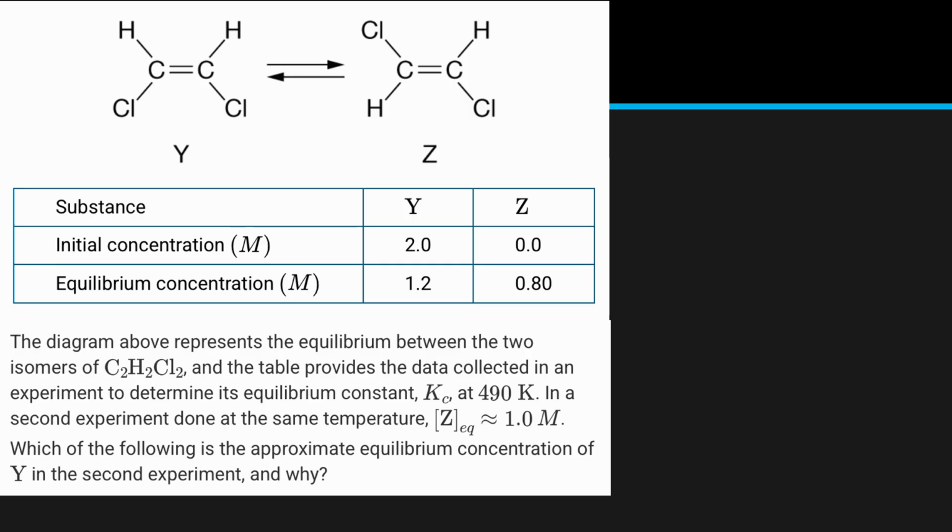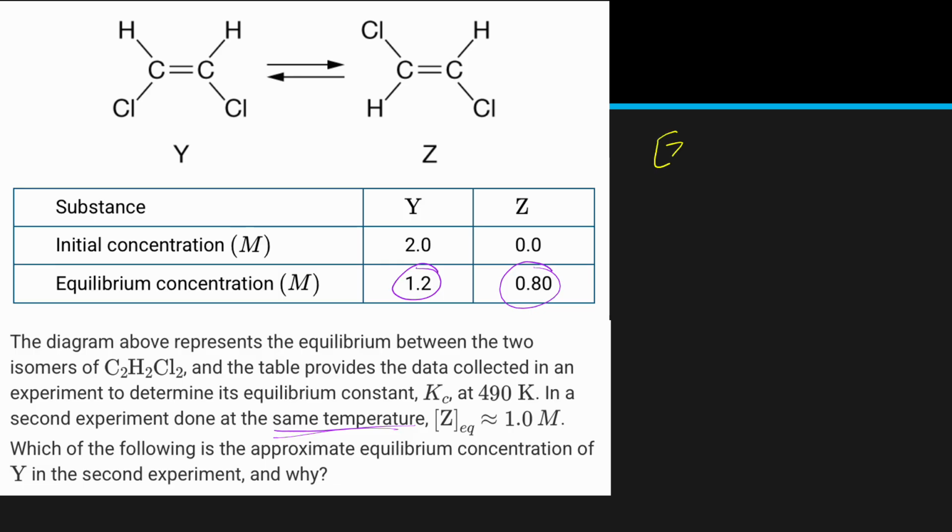So we know at equilibrium, our concentration of Y is 1.2 and our concentration of Z is 0.8. Now it's saying it's doing a second experiment at the same temperature. So if the temperature is the same, then the ratio of concentrations between Y and Z is going to be the same no matter what concentration values you have. So what this means is the concentration of products to reactants is going to be the same.